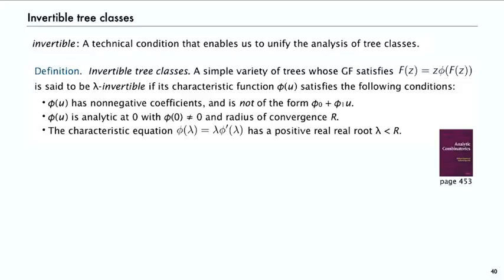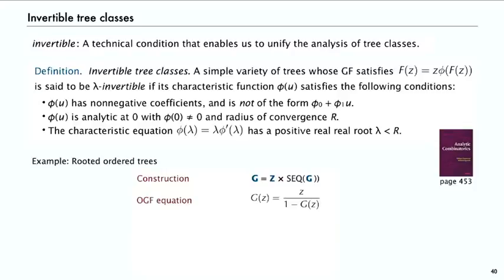The characteristic equation is phi of u equals lambda phi prime of u, and that's got a solution lambda, a positive real root, less than r. So for example, let's look at just rooted ordered trees. Again, an elementary construct that we've seen many times. So that's g equals z times sequence of g.